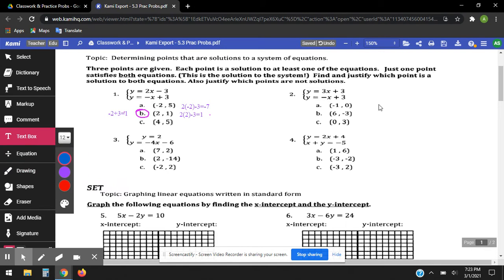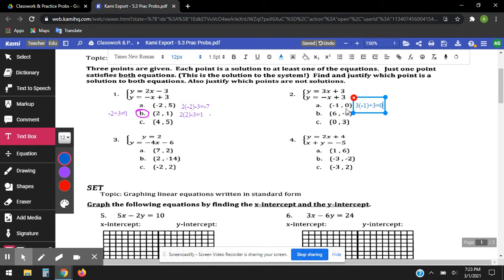On the next side, again, I'm going to do the top one first and do it on the right. If it works, I'm going to do the bottom one on the left. So let's plug in the -1. 3 times -1 plus 3. So -3 plus 3 equals 0. All right, that one works. Let's see if it works on this other one. Negative -1 plus 3. So that double negative is a +1 plus 3 equals 4. Nope, that one does not work.